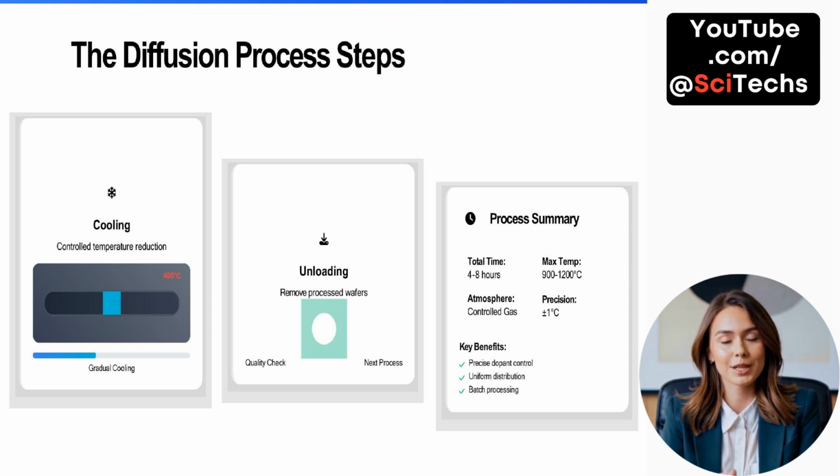Processed wafers are carefully removed from the furnace, ensuring they meet quality standards before moving to the next manufacturing step. This transition includes a quality check to verify uniformity and correct dopant profiles.